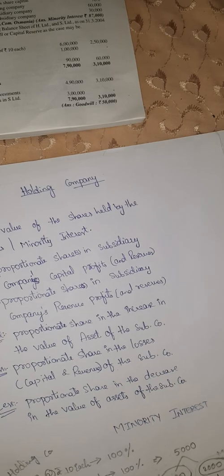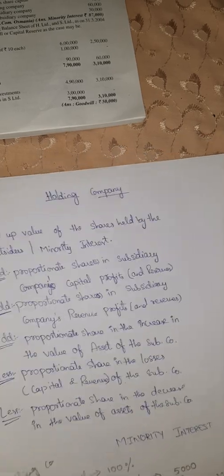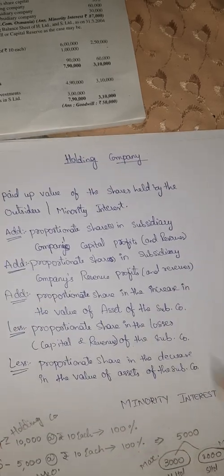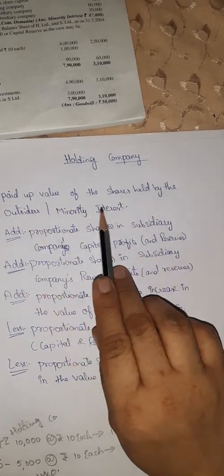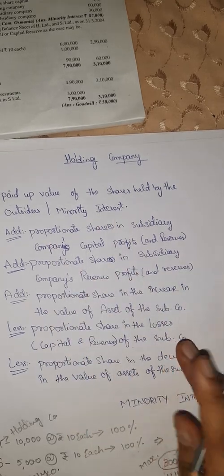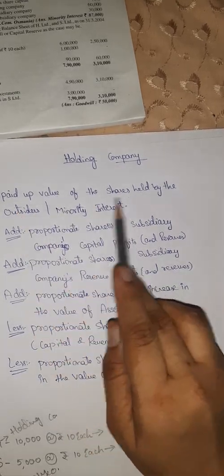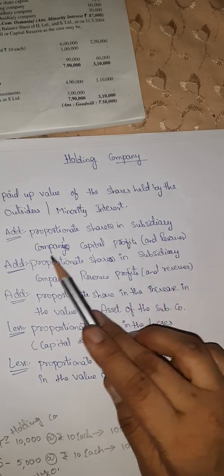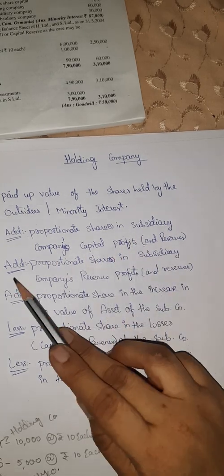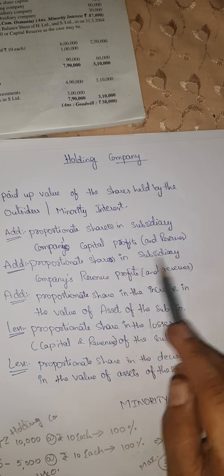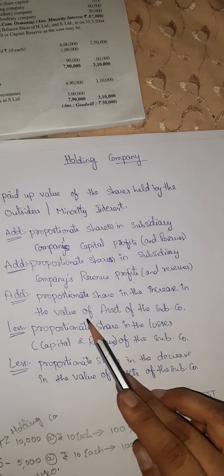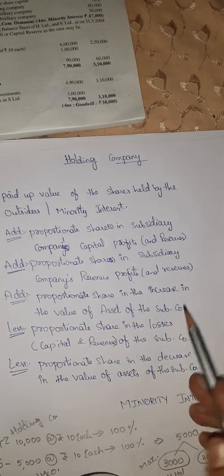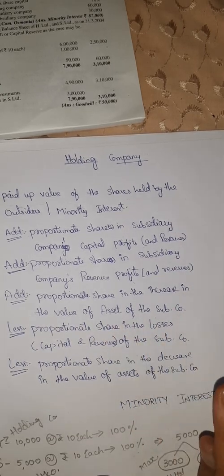Now, to calculate the share capital of the minority interest, we have a pro forma. It says: paid up capital of the shares held by the outsiders or minority interest. To that paid up value, we add the proportionate share in the subsidiary company's capital profit, then the proportionate share in the subsidiary company's revenue profit, then any share in the increase in the value of assets of the subsidiary company. All these things are related to the subsidiary company only.